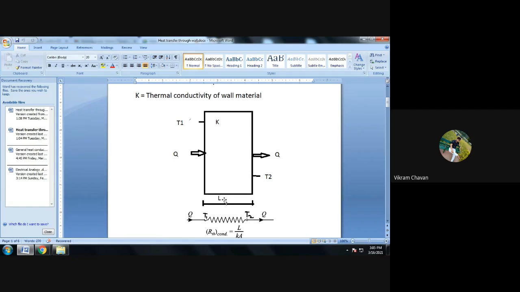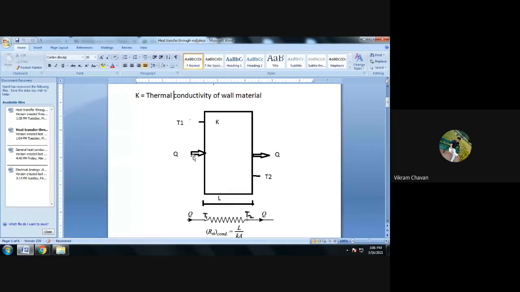Now let us consider one surface of this wall is maintained at a T1 degree Celsius temperature. The other surface of the wall is maintained at a T2 degree Celsius temperature. And here in this case, T1 is greater than T2. Okay, T1 is greater than T2.